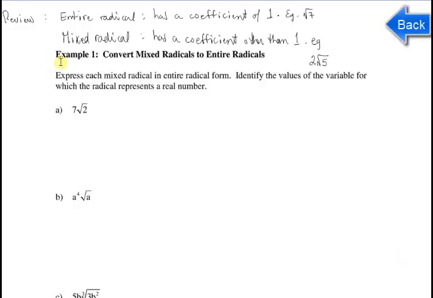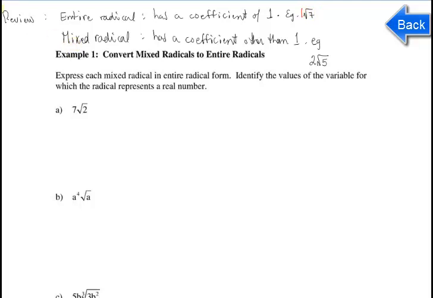In this first example for Chapter 5, we want to convert mixed radicals to entire radicals. And I just want to do a little review of what we mean by an entire radical and a mixed radical. An entire radical has a coefficient of 1. An example of this would be the square root of 7. If I don't put a number in front of the square root bracket, it's understood to be a 1. Okay? And so we say it's entire.